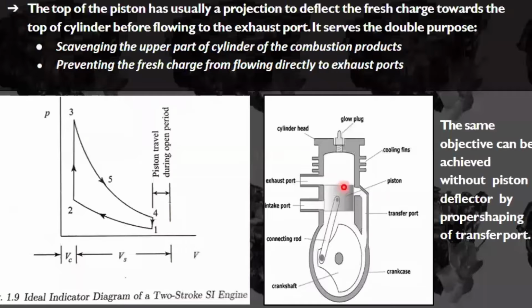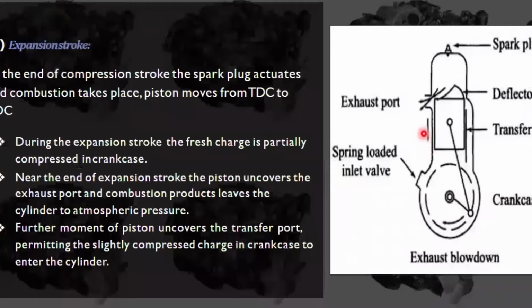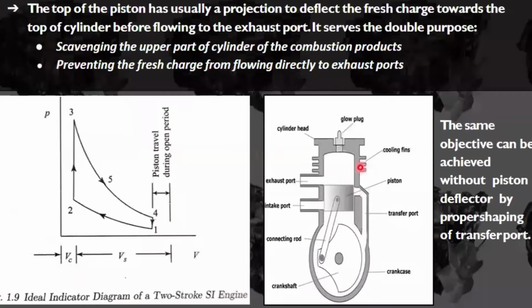Why? Because there will be a deflector here, as we have seen. There will be a deflector here, but it is not shown. There should be a deflector in a two-stroke engine to deflect the gases to the top of the cylinder. Otherwise they will leave directly from the exhaust port before combustion. So there will be a deflector which will deflect all the air-fuel mixture or air to the top of the cylinder.